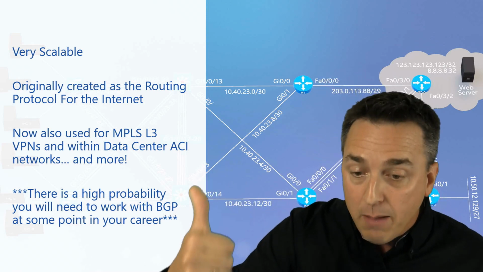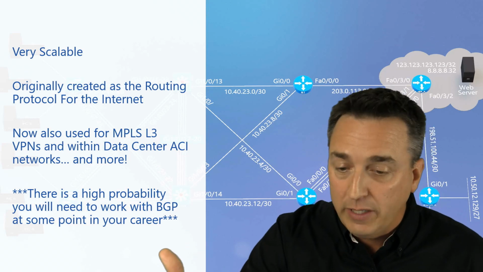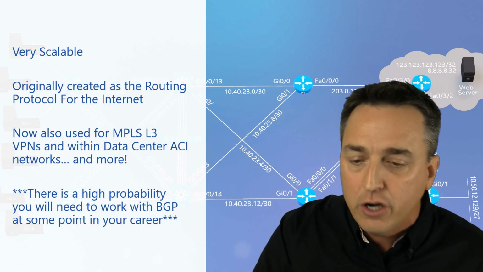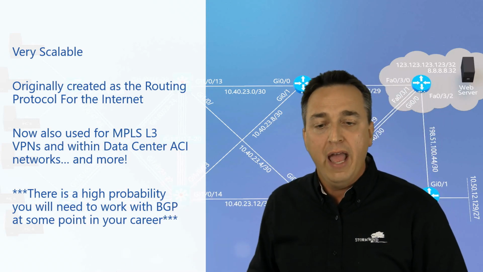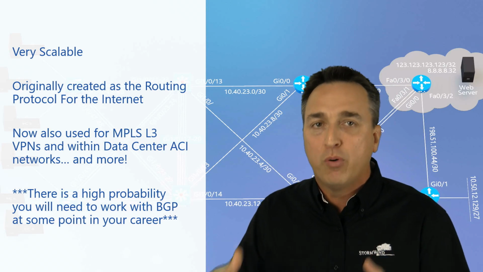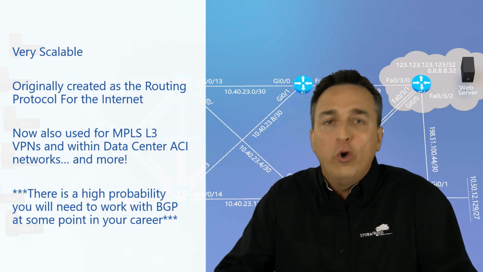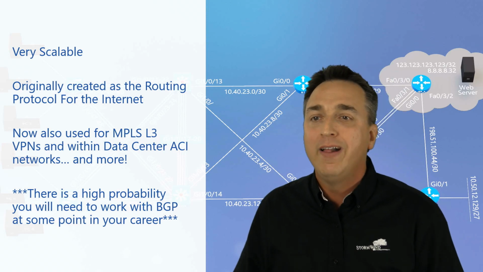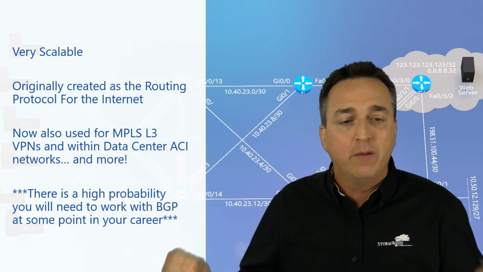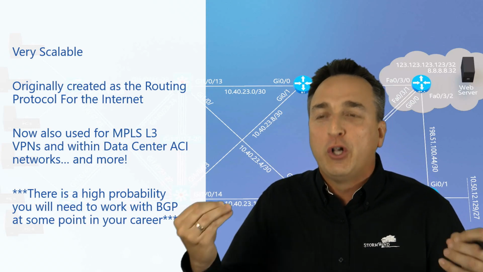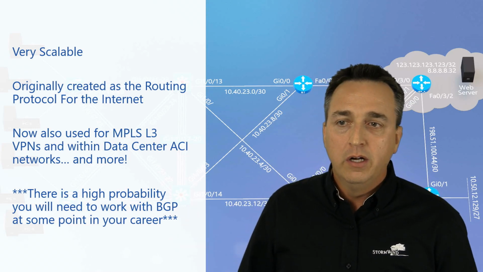It might be MPLS, layer 3 VPNs. You might be using it internally in your data center, ACI, okay? And the moral of this story, folks, is to realize that there is a high probability you are going to need to work with BGP at some point in time in your career. It's not just the routing protocol of the internet anymore. We use it for a lot of different things.